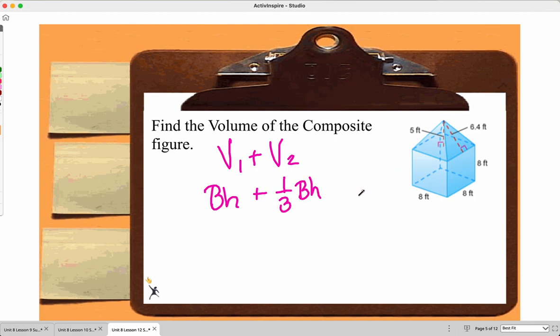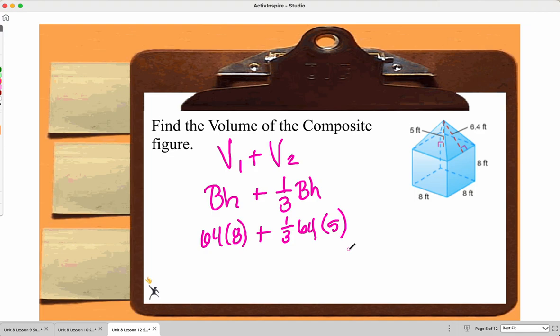So each way we've got to find big B. Big B here is 64 times 8. Here we're going to have to find big B. Again, it's still 64. The base of this pyramid is the same as the base of this cube. So 1/3 of 64 times my height. And my height is not this 6.4. It's perpendicular to the base, not to the lateral, not the slant height. So times 5. So 64 times 5 divided by 3. I'm going to do all this separately.